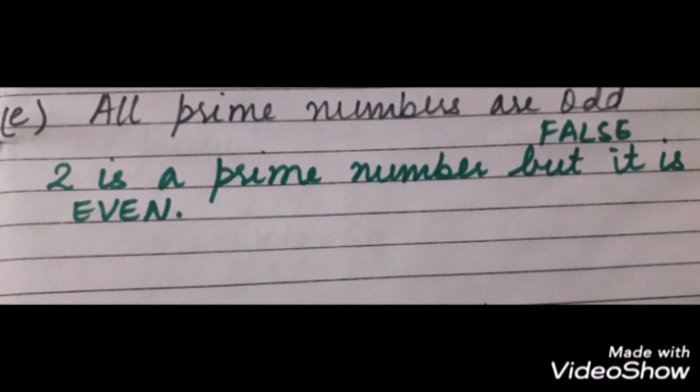E part. All prime numbers are odd. It is a false statement because if we check, the first prime number is 2, but it is an even number. So we cannot say that all prime numbers are odd. 2 is a prime number, but it is an even number.